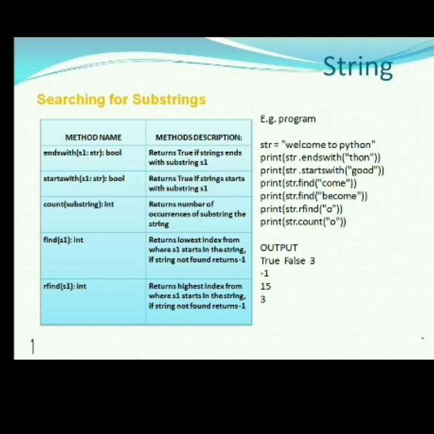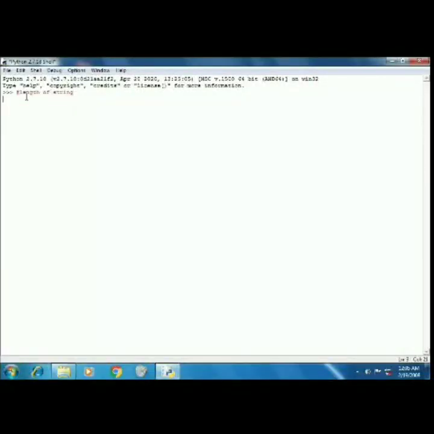Find function will return the lowest index from where s1 starts in the string. If the string is not found, then it will return -1. Print str.find(com) will return 3 because com is at index 3. Rfind will find the highest index, which is 15 in this case. Now we'll discuss some methods of string.